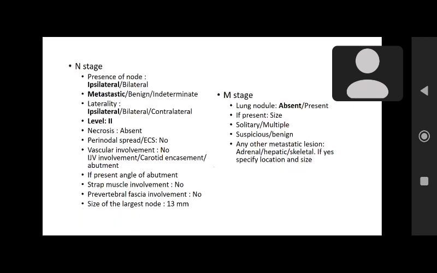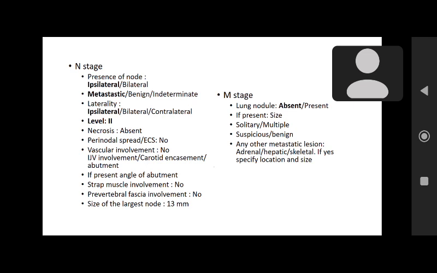Coming to the nodal stage, there was a presence of an ipsilateral metastatic level 2 node. There was no necrosis, no perinodal spread, and no strap muscle involvement. Size of the node was around 1.3 centimeters. And we also did a CECT chest, so there were no lung nodules present.